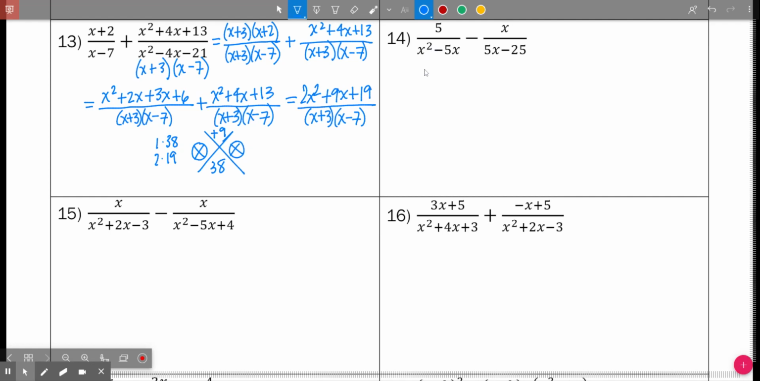And number 14, if I factor my denominators so I can see what I'm working with, my first term has an x and an x minus 5, but doesn't have a 5. And my second term has a 5 and an x minus 5, but needs an x. So I'm going to multiply this first term, top and bottom, by 5. And I'm going to multiply the second term, top and bottom, by x.